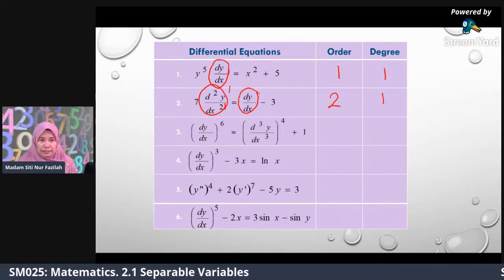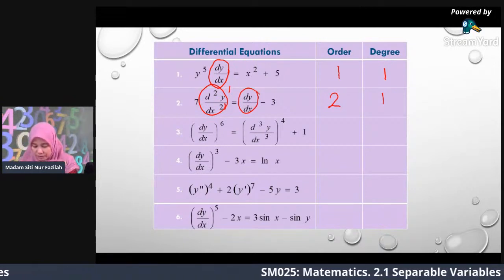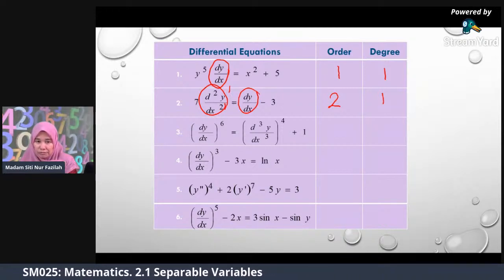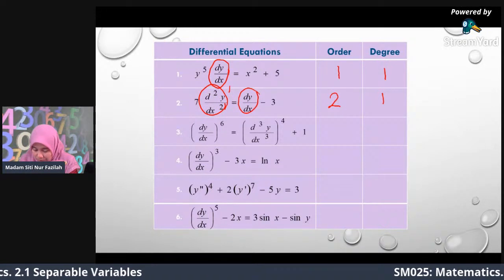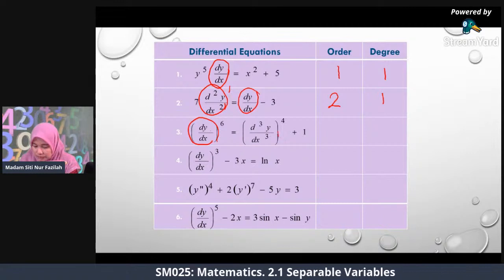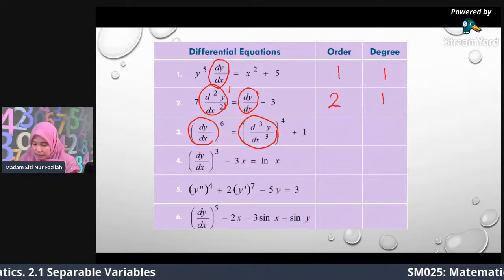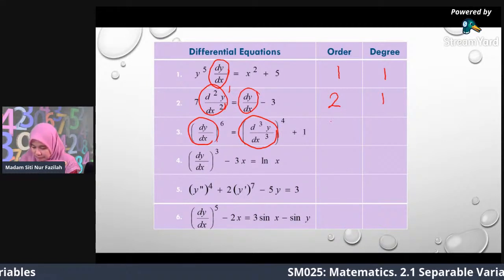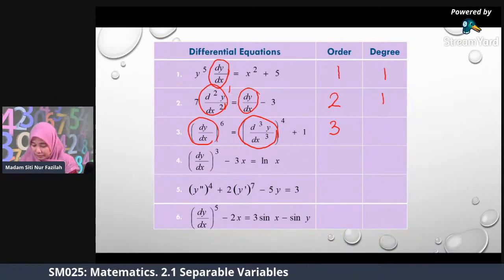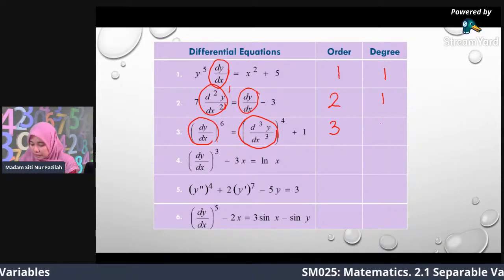For equation number 3, we have (dy/dx)^6 = (d³y/dx³)^4 + 1. We have two derivatives here. First is dy/dx, second is d³y/dx³. That means the answer for order is 3 because of the third derivative. Then we refer to the third derivative, we know that the power is 4. That means the degree is 4.